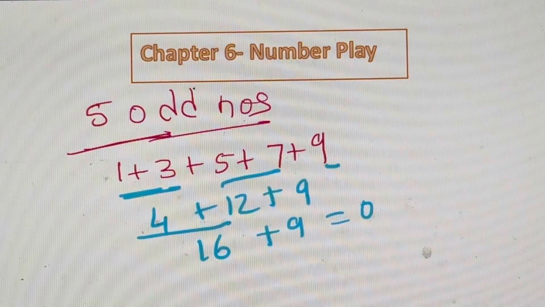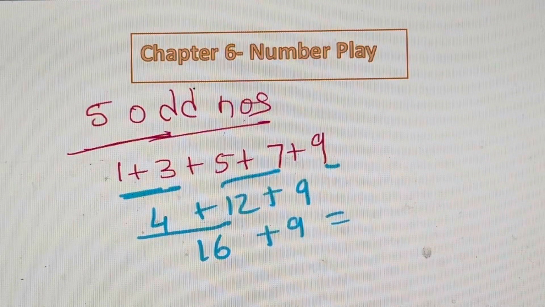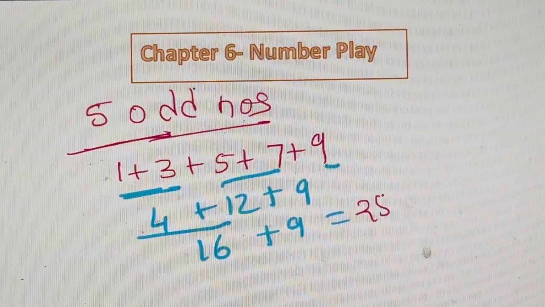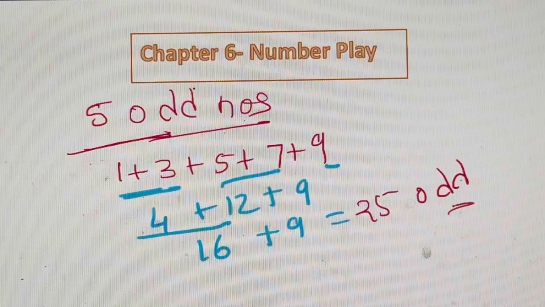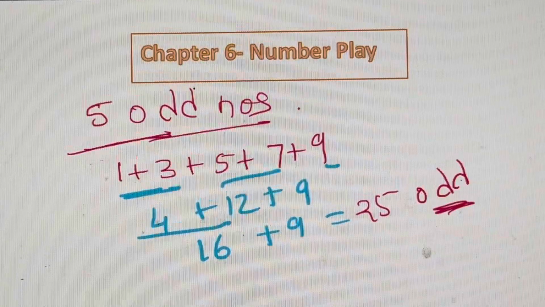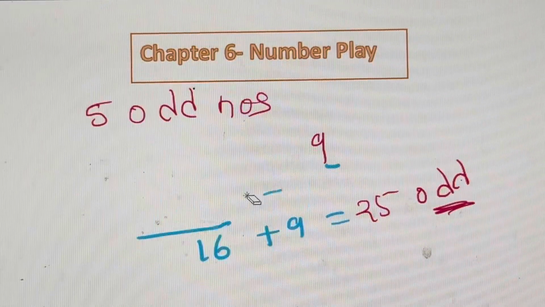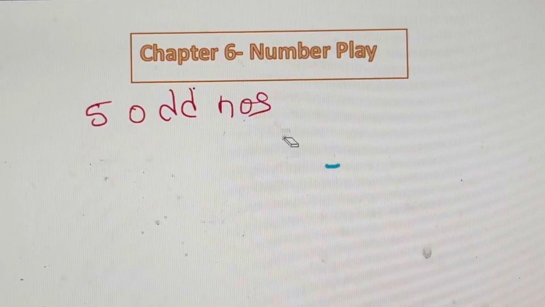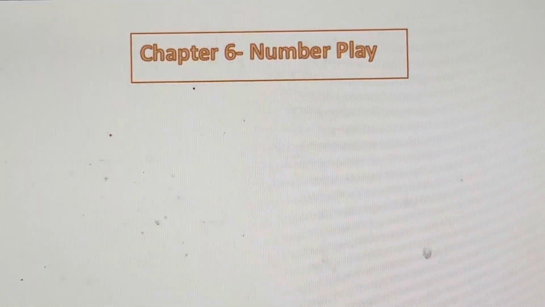The answer is 25, but 25 is an odd number. So when you are adding 5 odd numbers, you are getting an odd answer. Clear? Now let us see for 6 odd numbers.